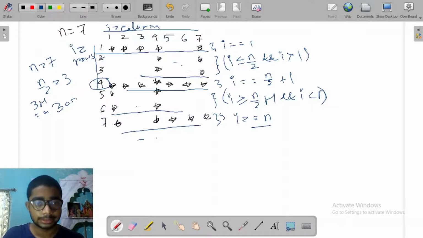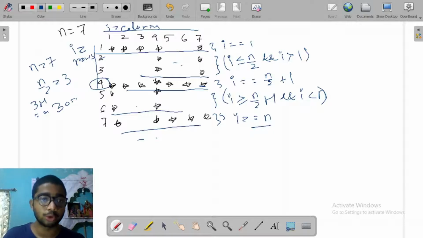So I think these things are clear to you. That means when I is equal to 1, then we are going to do this part. When I is less than or equal to n by 2 and greater than or equal to 1, then we are going to do this part. And also when I is equal to n by 2 plus 1, then we are going to do this part. Now in this part, when I is greater than or equal to n by 2 plus 1 and I is less than or equal to n, then we are going to do this part. And at the last, when I is equal to n, then we are going to do this part.